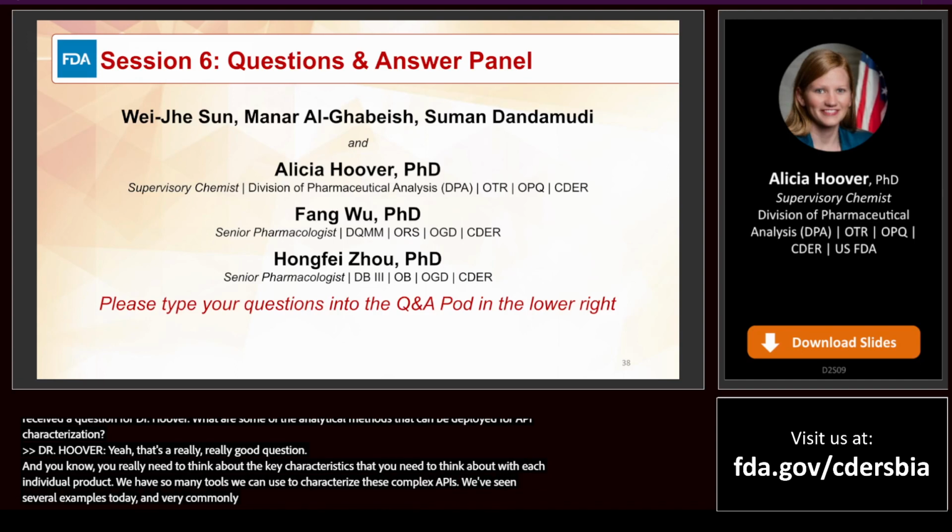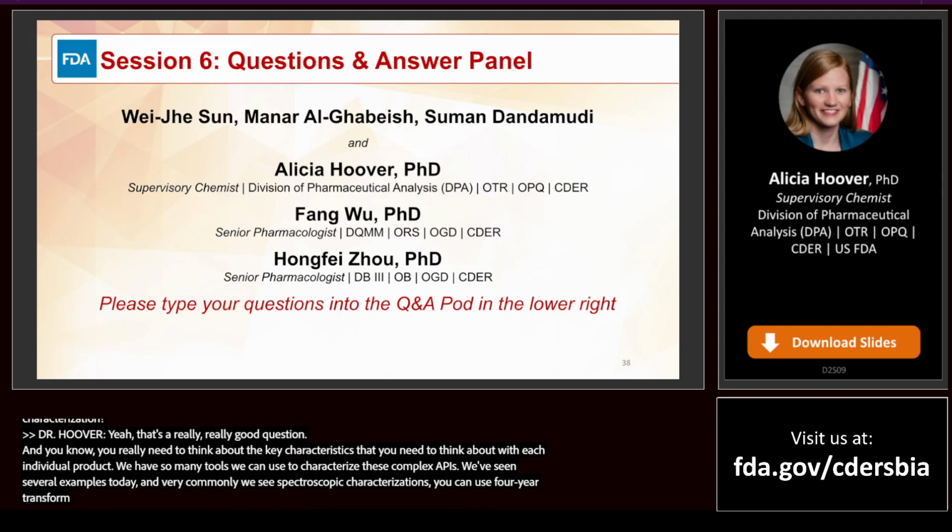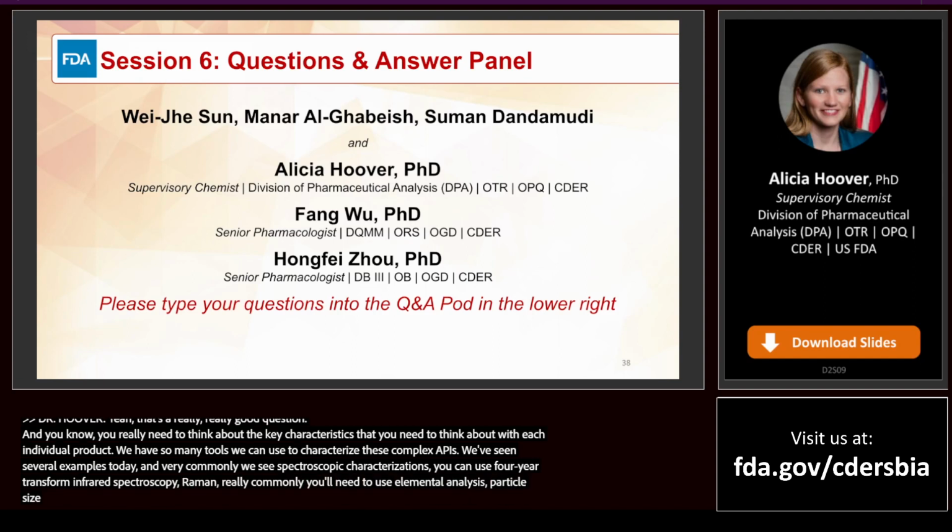You can use Fourier transform infrared spectroscopy, FTIR. You can use UV spectroscopy, Raman. Really commonly, you'll need to use elemental analysis, particle size distribution, or differential scanning calorimetry, DSC. Today we saw some examples of the use of solid state NMR to look at the degree of cross-linking.